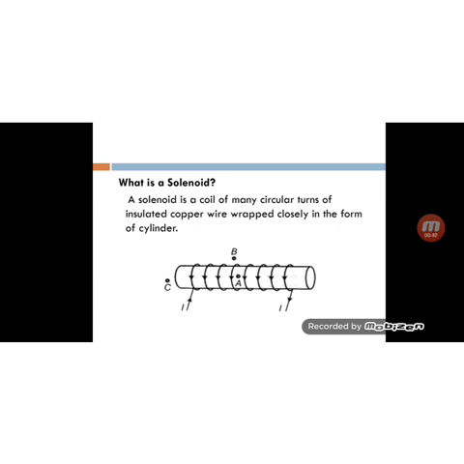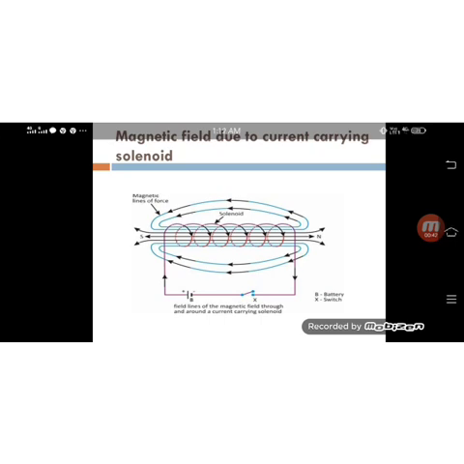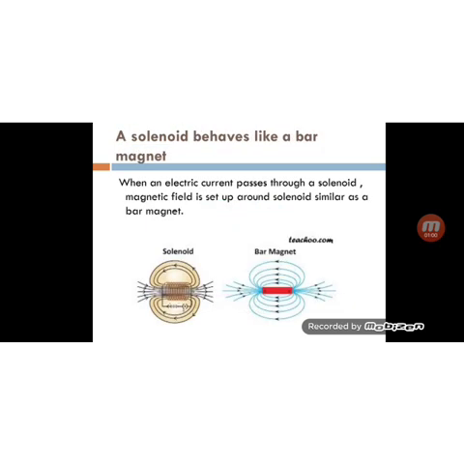Now, when current is passed through a solenoid, what is the pattern of the magnetic field lines formed? In this figure, you can easily infer that the magnetic field lines are very similar to the magnetic field lines of a bar magnet. Therefore, the solenoid behaves like a bar magnet. When an electric current passes through a solenoid, a magnetic field is set up around it, similar to that of a bar magnet. This is clear from these two figures shown below: one is the solenoid carrying current, another is the bar magnet.